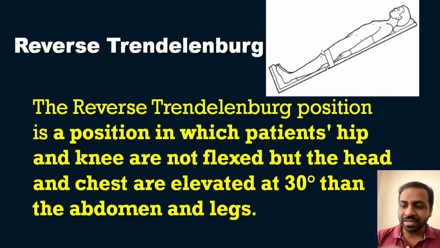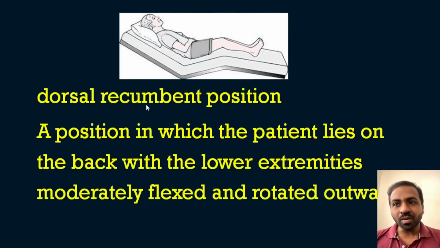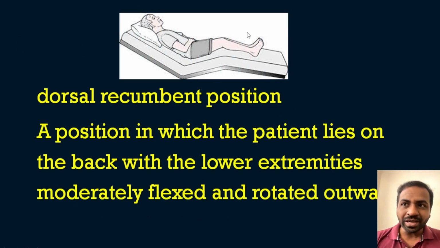If it is getting bent, then what is that position? If it is getting bent, then comes the dorsal recumbent position. See here, the patient is lying down in the supine position, lying on his back with the lower extremities moderately flexed. You can see the legs are moderately flexed and rotated outward. So this is the dorsal recumbent position.